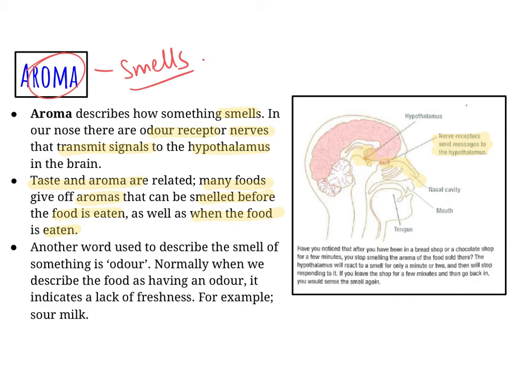Another word to describe the smell of something is odor. Normally, when we describe the food as having an odor, it indicates a lack of freshness. For example, whenever you smell milk and it smells sour, then that would be an indicator that that is unsafe or not fresh.